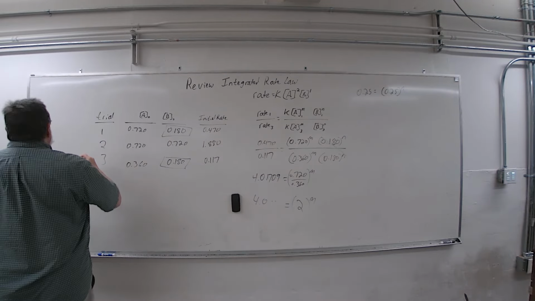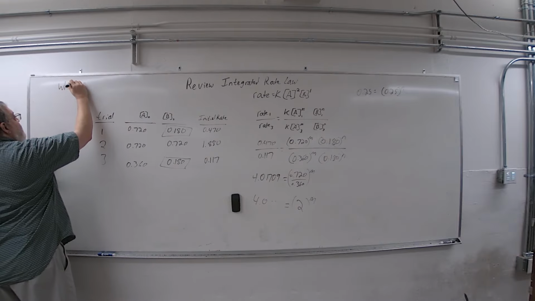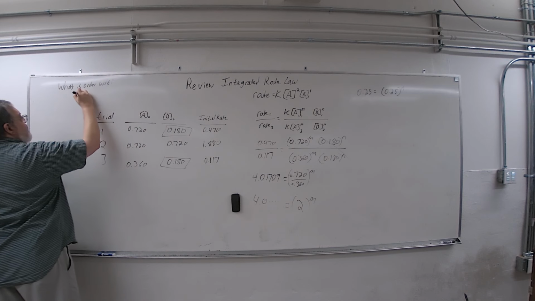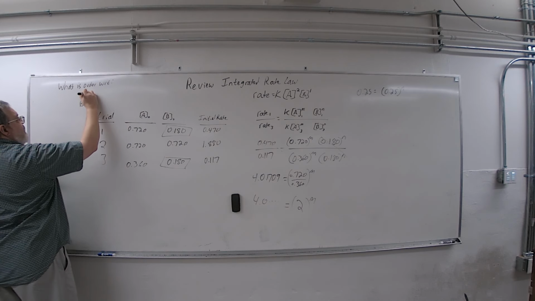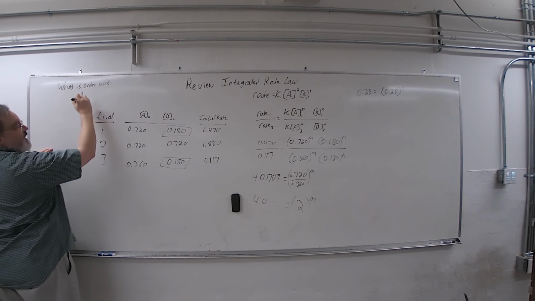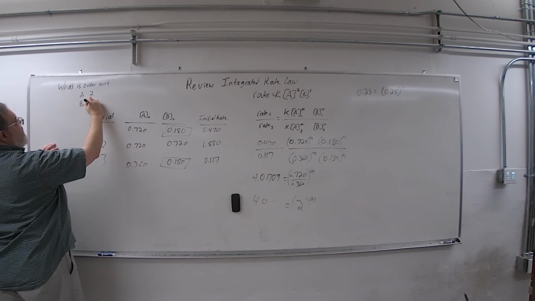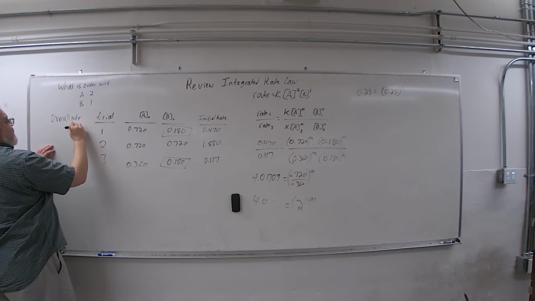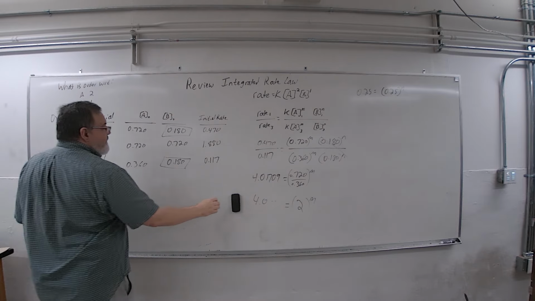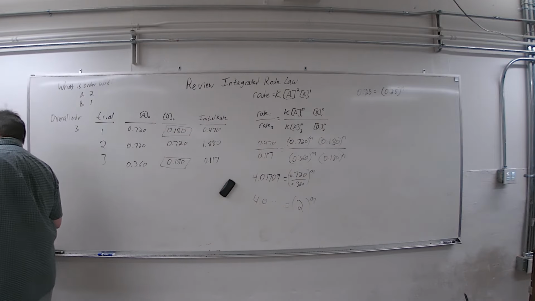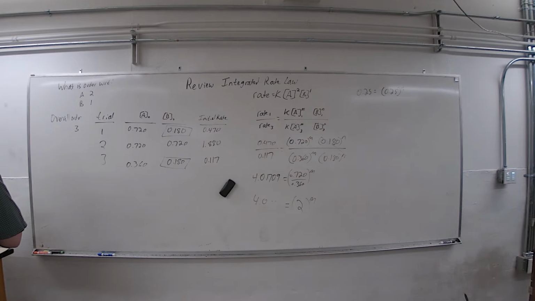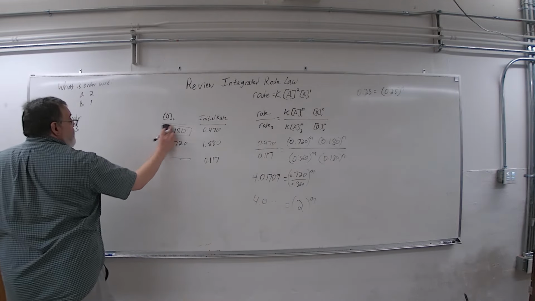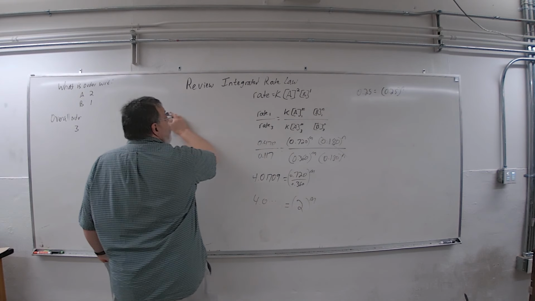So the first question is the order for each. For A, it was 2. For B, it was 1. What's the overall? It's 3. And the last question is, so you can find the order for each one that easily gives you the overall order.